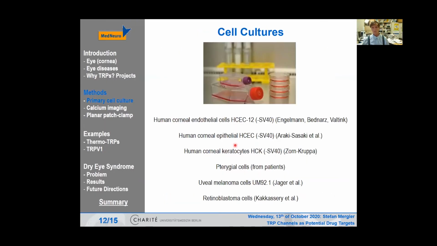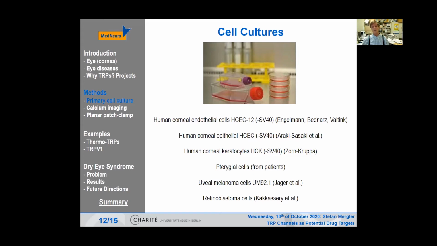I can come back here. And this is another cell line, corneal epithelial cells. It was initially established by a Japan group, and this cell line is used worldwide in the US, in Germany, and in many countries, because it is an established and safe cell line for investigation of corneal epithelial cells.